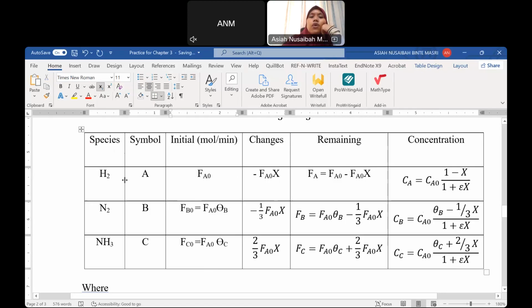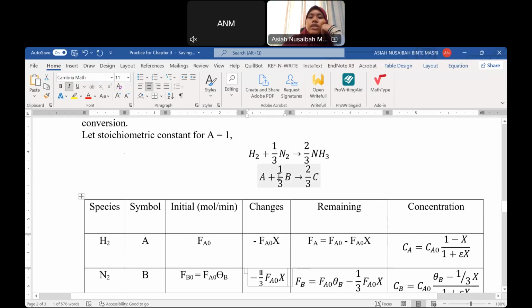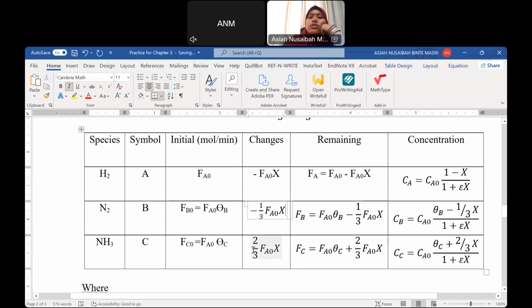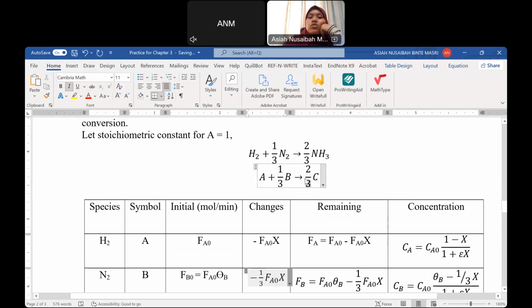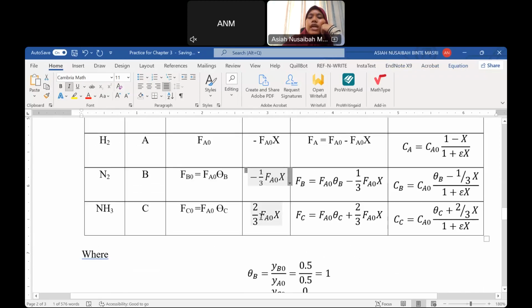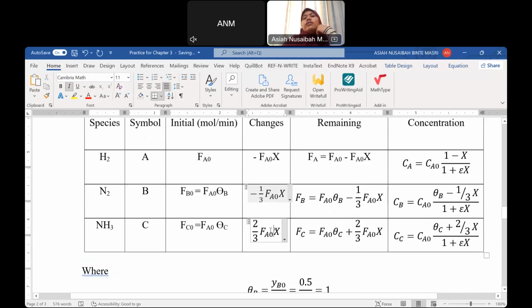So how much are the changes? The change for A, since it's the limiting reactant, will be minus FA naught times X, the conversion, minus because it's a reactant. How about nitrogen? It will be minus the stoichiometric coefficient. How do we get this value? Simply we take it from here: minus 1 per 3 times FA naught X. How about the change for the product? It's a product, so it's positive. The stoichiometry we simply take from here, 2 per 3, so put 2 per 3 times FA naught X. Okay, we have settled the changes.